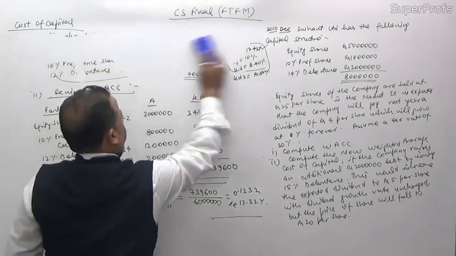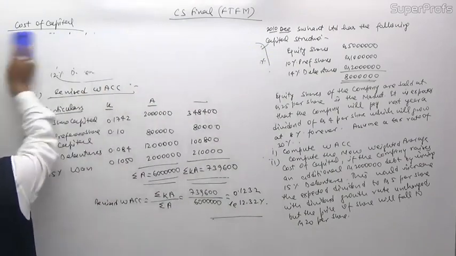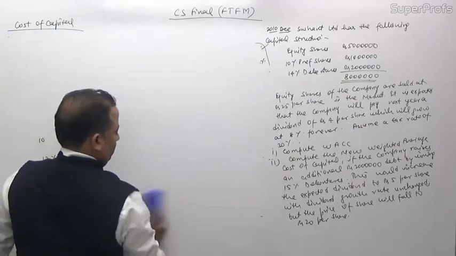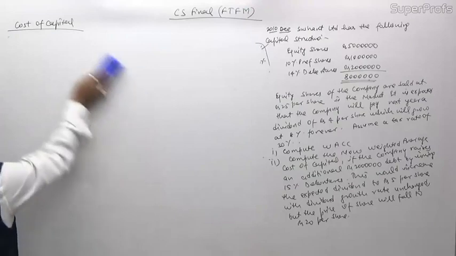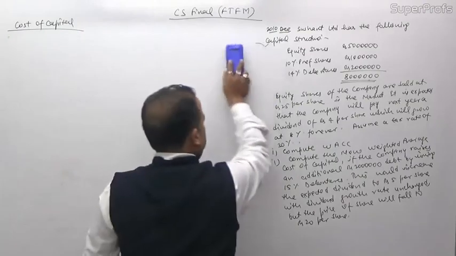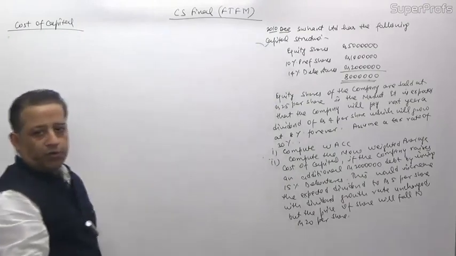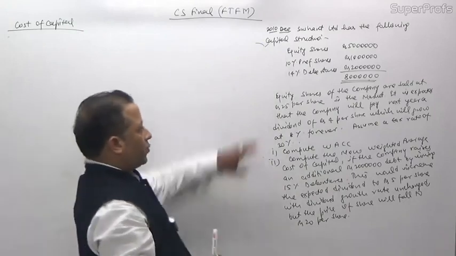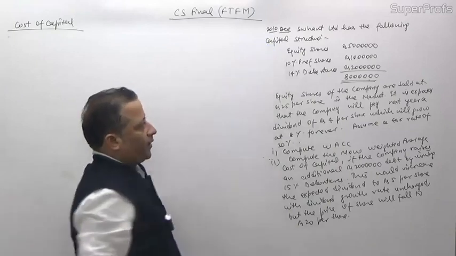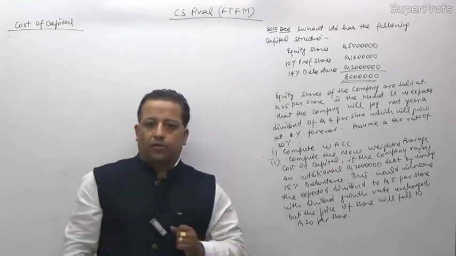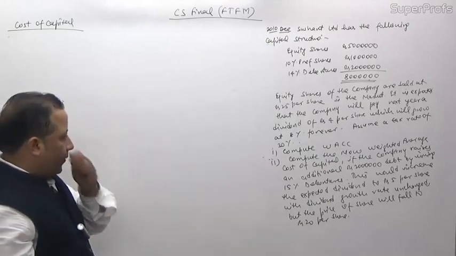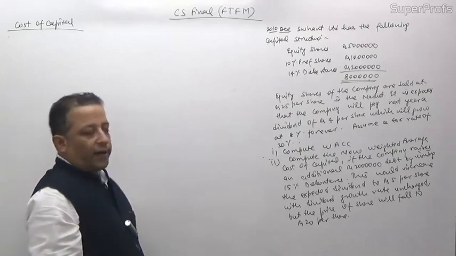So that was the first question in the cost of capital chapter from the 2010 June examination. So the next question, from the 2010 December examination: the Sushant Limited has the following capital structure.